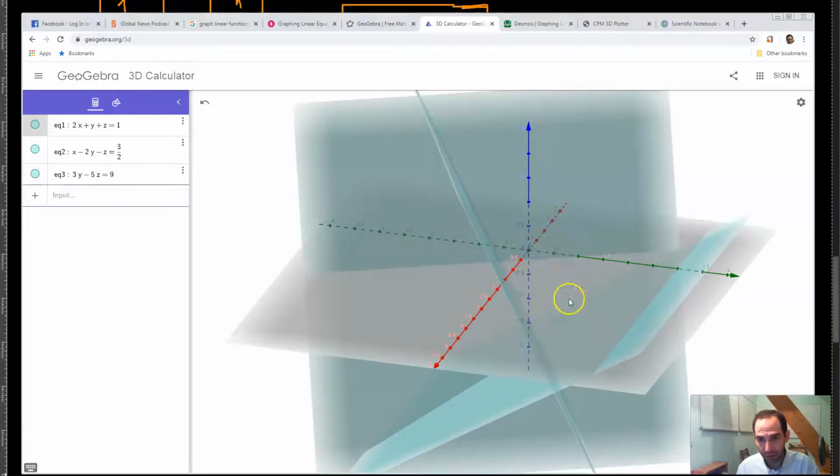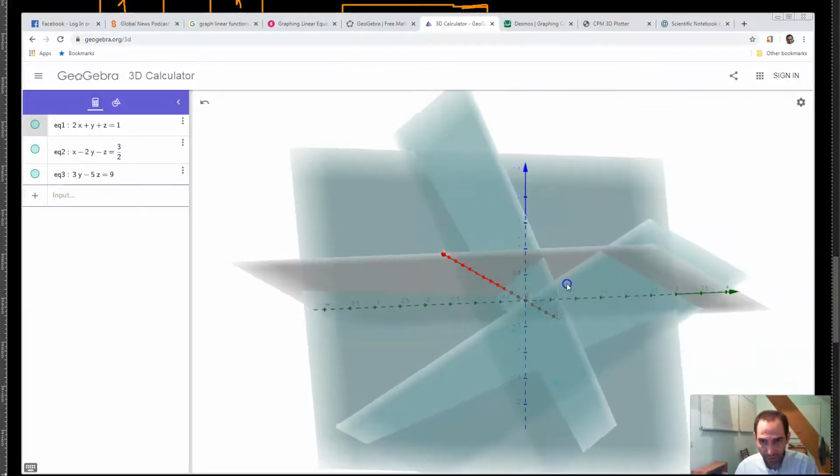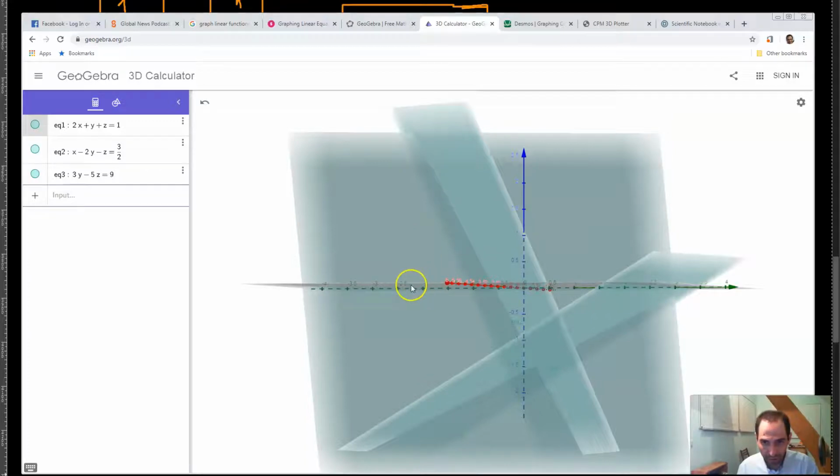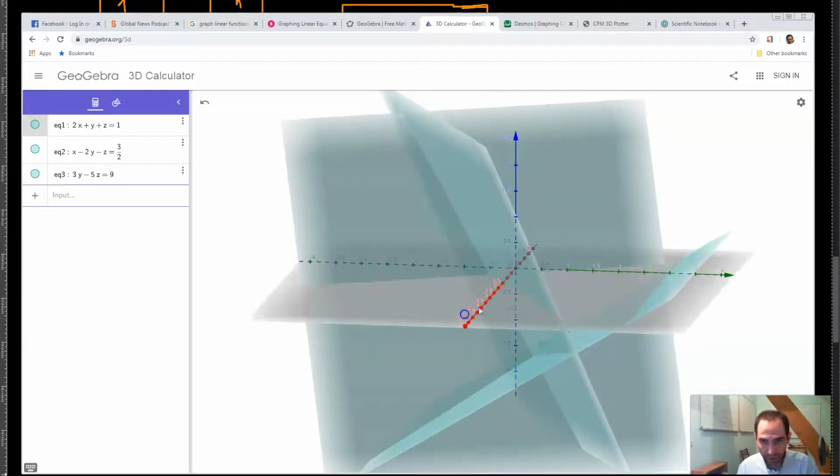Now you have 8 octants here. This is the first octant, this is the second, the third, the fourth, and the fifth comes below the first octant, below this plane that you can see here, below this gray plane, right?